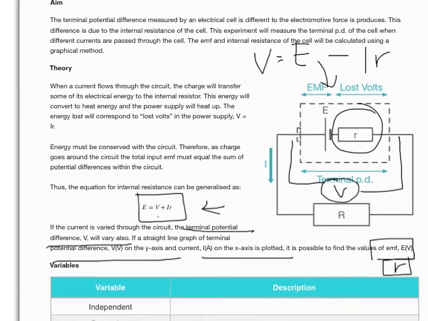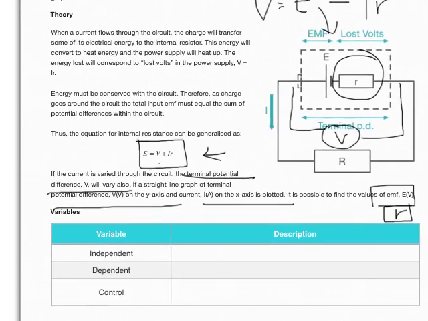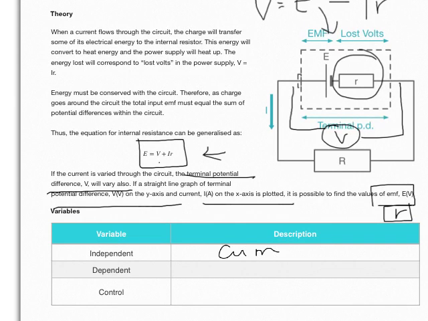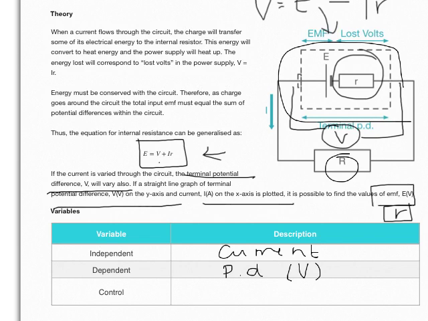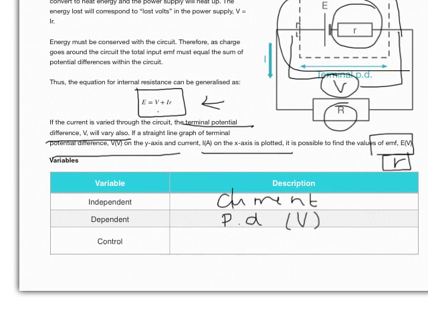So our independent variable would be the current that we are adjusting with our resistor here, and our dependent variable would be our potential difference, which we measure with a voltmeter across there. Our controls, once again, would be our temperature. So we're assuming we're doing this under a constant temperature, and we are assuming that the internal resistance is constant, which we'll talk about later.